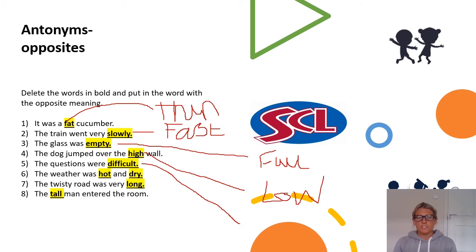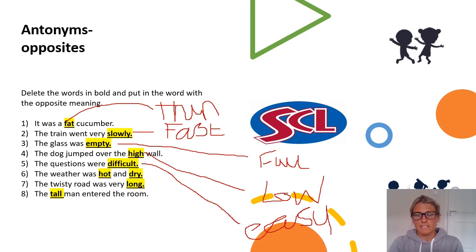The questions were difficult. So sometimes we find things quite difficult, but sometimes we find things quite, yes, fantastic work. Easy. The opposite to difficult is easy. We like it when things are a little bit easy, but also difficult to try and test ourselves. So, 2 words in this sentence then. The weather was hot and dry.